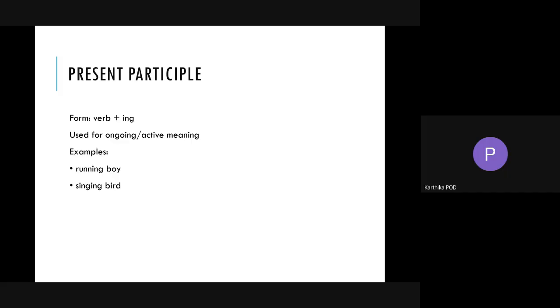So here, what you see is how you identify a present participle: you see verb plus ing form, and it's used for something that is of value in the present. Okay. Past participle is usually used with ed, or with irregular verbs, right? Used for completed or passive meaning.